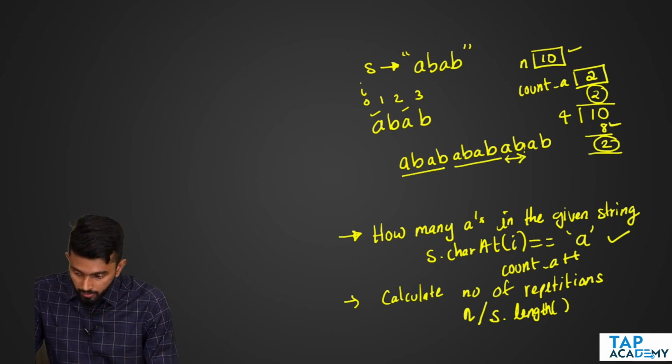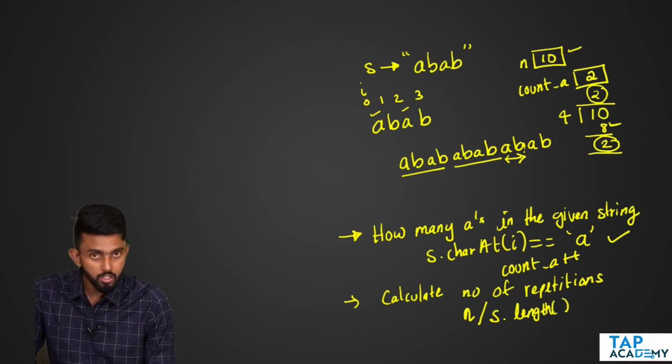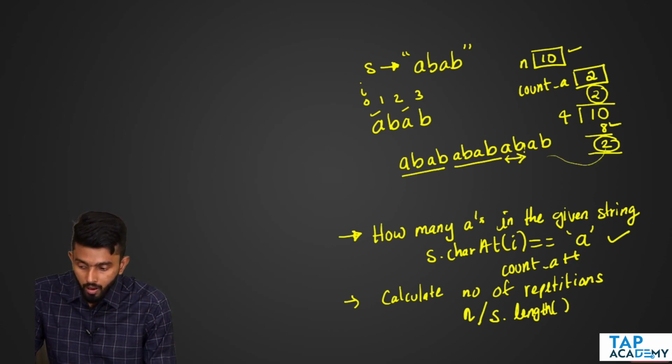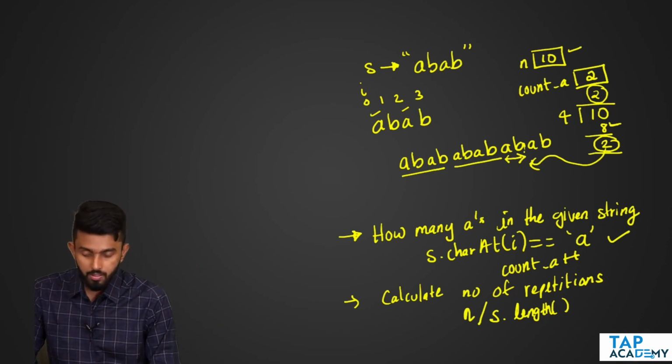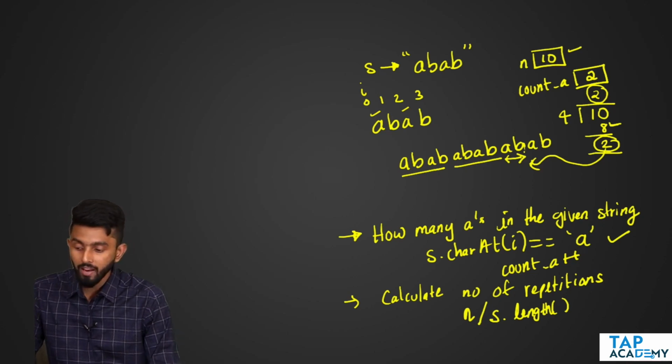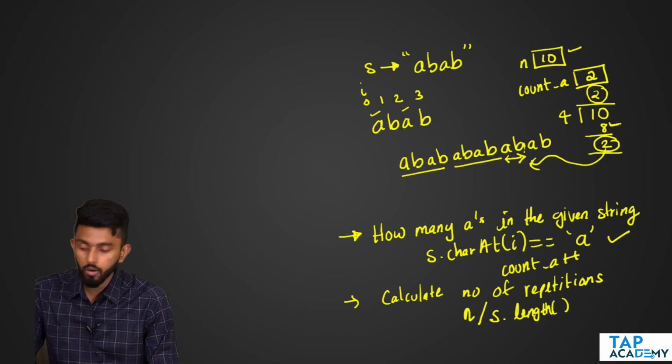Which means the next time if you repeat the string, you must not take the entire string. You must only take 2 characters. Which means I will repeat it as many times as this tells me. And then for the remaining characters, I will apply a loop.